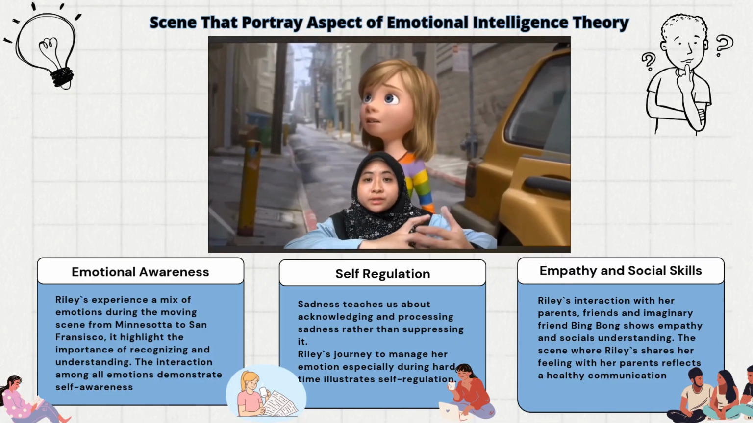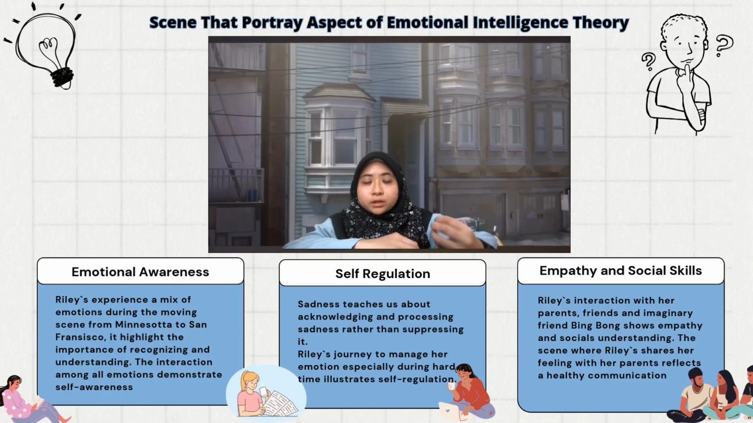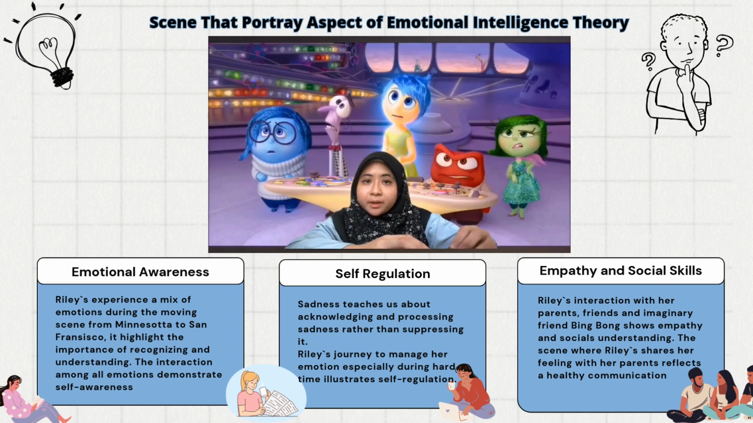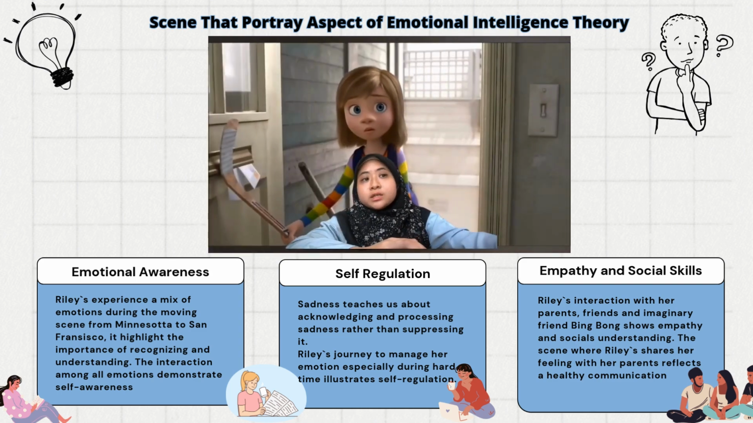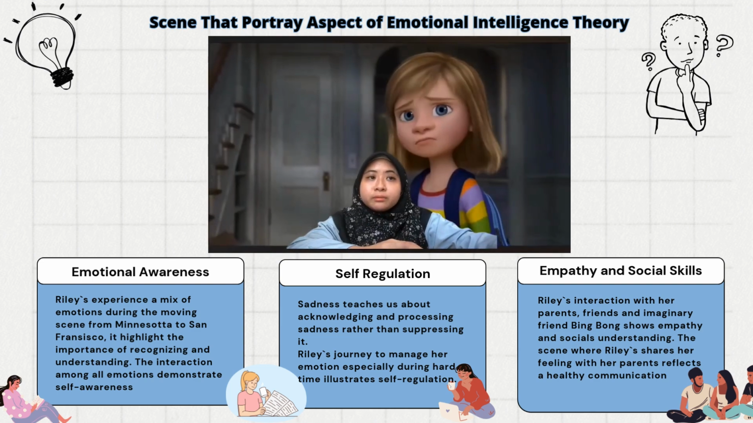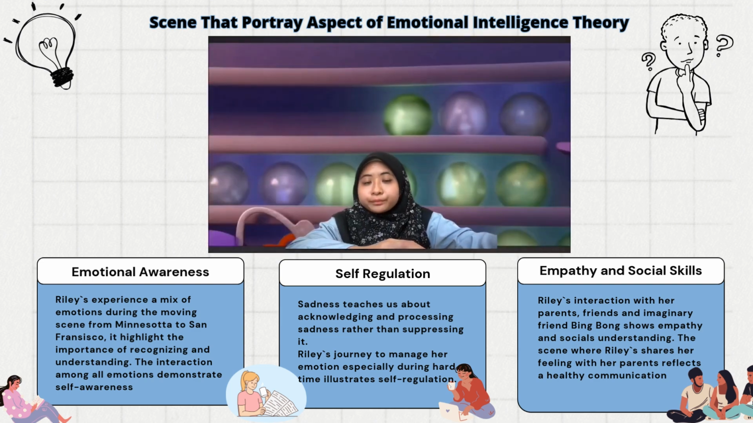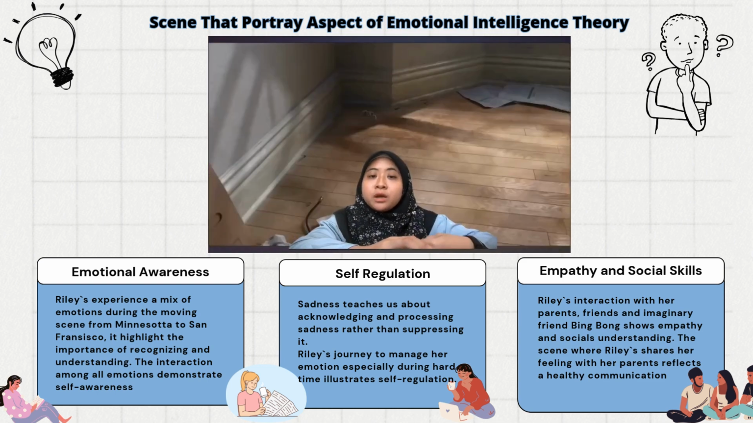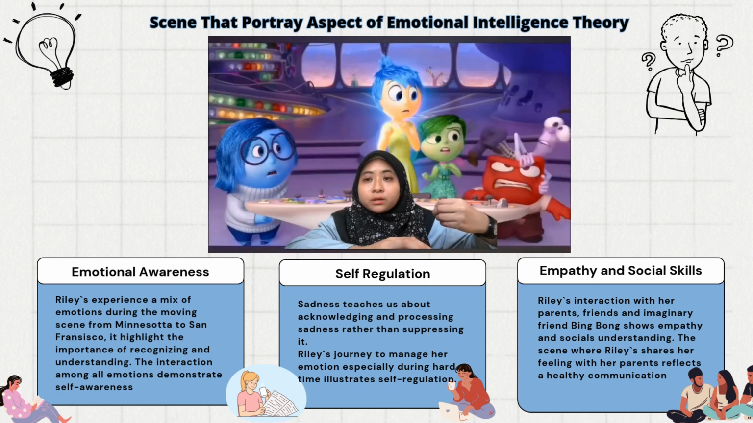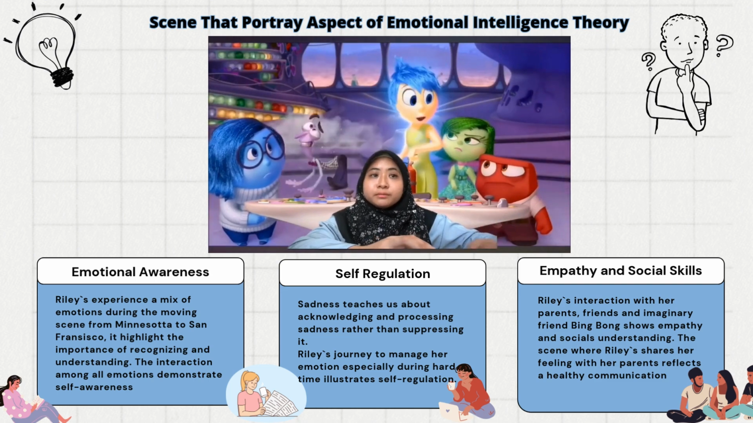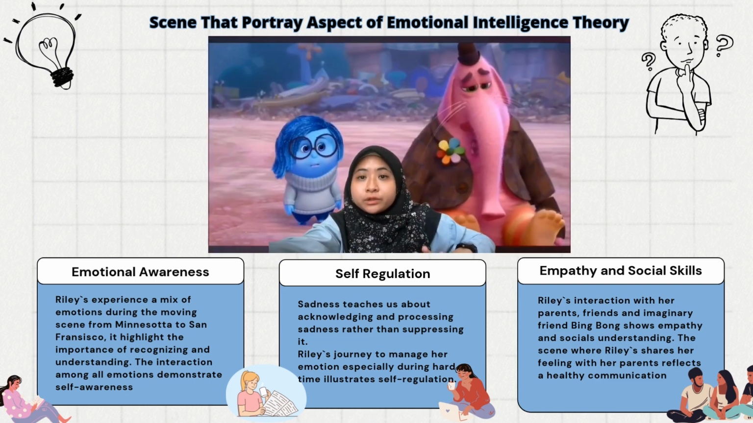So these are some scenes that portray the aspects of emotional intelligence theory. First, let me explain which aspect each scene covers. First, we have the scene where Riley experiences a mix of emotions during the move from Minnesota to San Francisco. It highlights the importance of recognizing and also understanding our own emotions. So the interaction between all the emotions demonstrates self-awareness. So next is self-regulation.